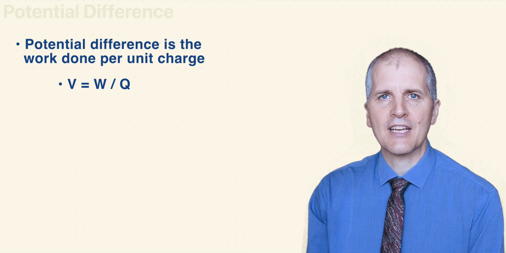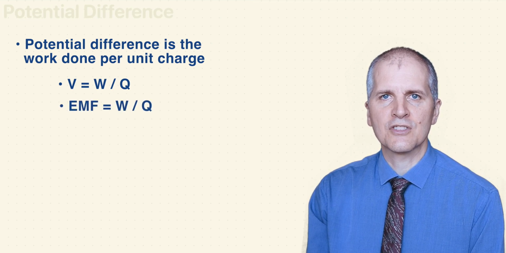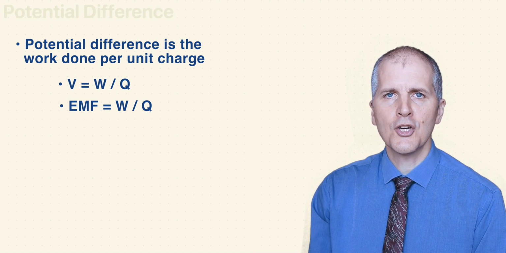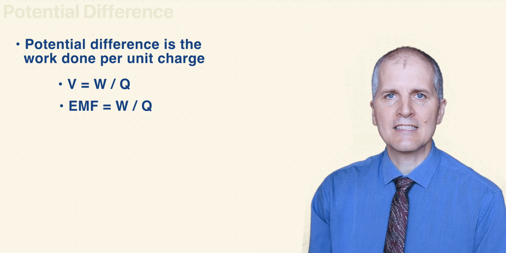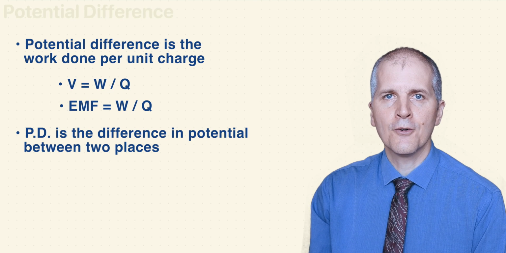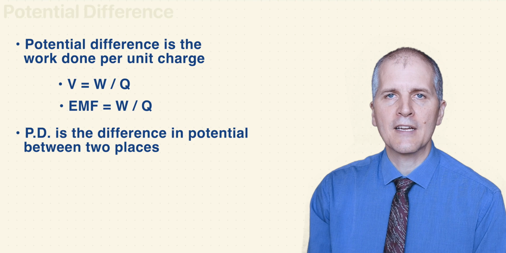And if we're talking about a power supply where the potential to do work is increasing, then we say that the EMF equals W over Q. If we are going to measure potential difference, we're looking at the potential in two different places. So we need two probes, two connectors, which we place across the component. So we can measure potential before it goes into the component, measure potential after, and that will give us the potential difference.